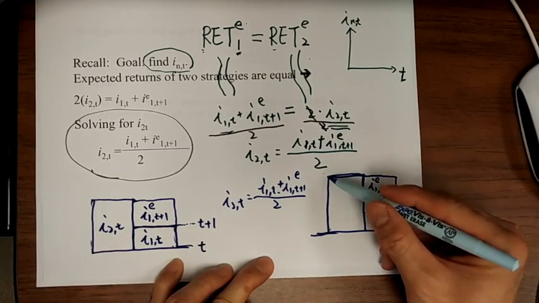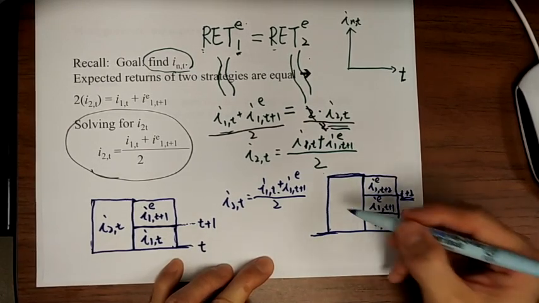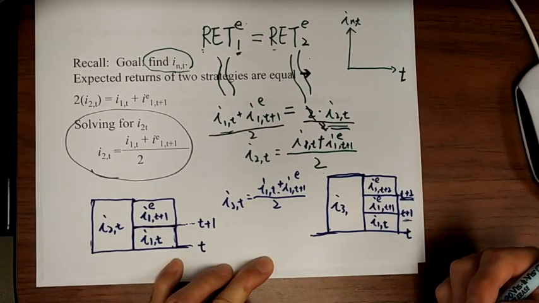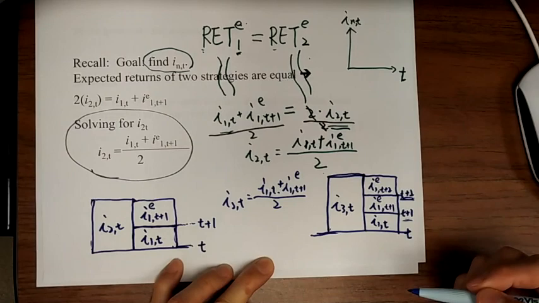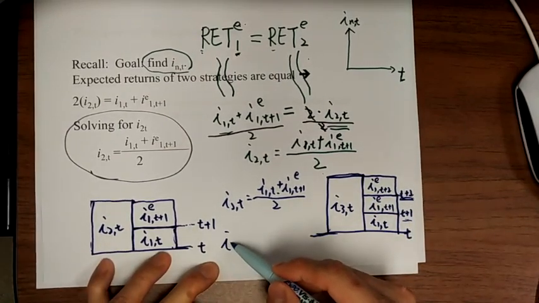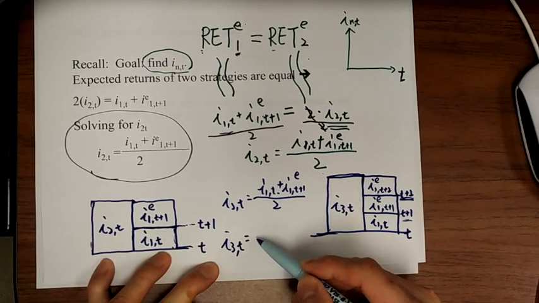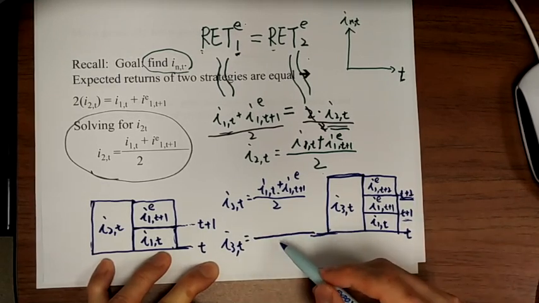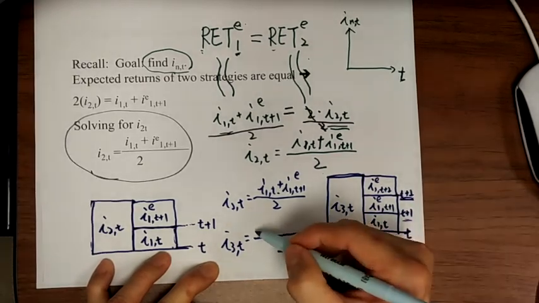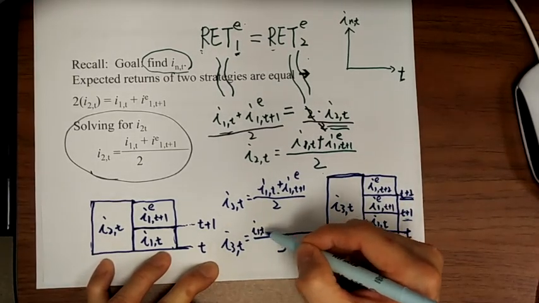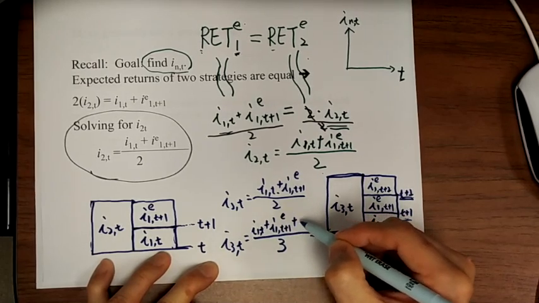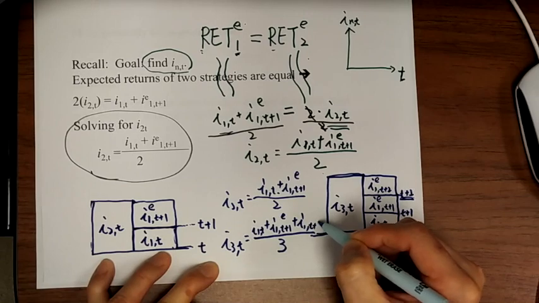What is the interest rate on this 3-year bond? The answer is I3. When do you buy this 3-year bond? At time t. Therefore, expectation theory says the 3-year bond interest rate today should be equal to the average of these 3 1-year bond interest rates, I1t plus I1t plus 1e plus I1t plus 2e.